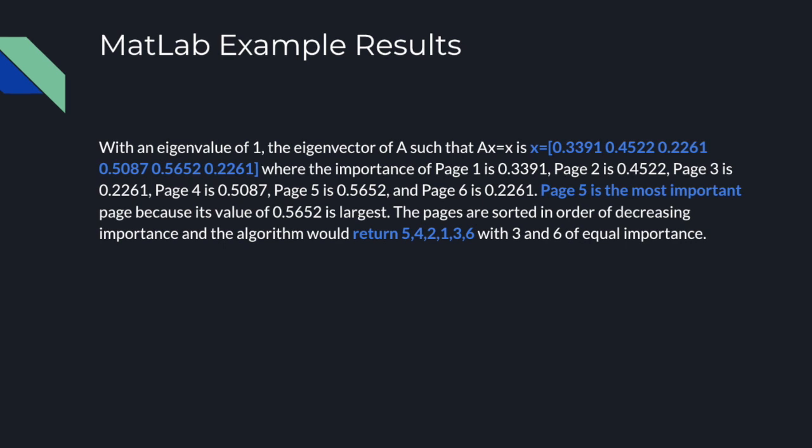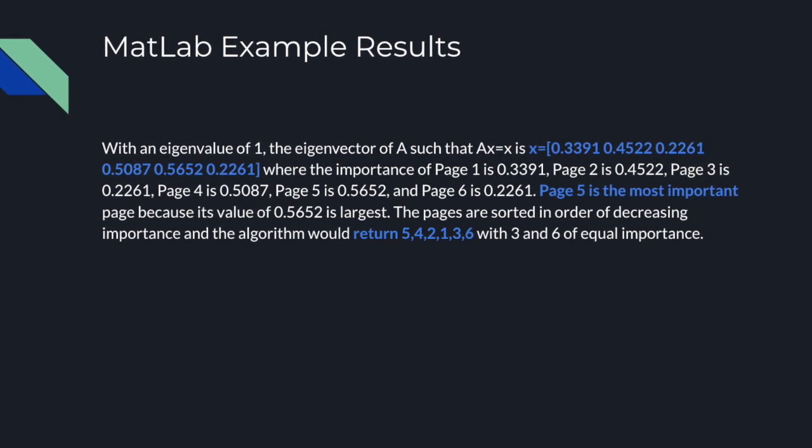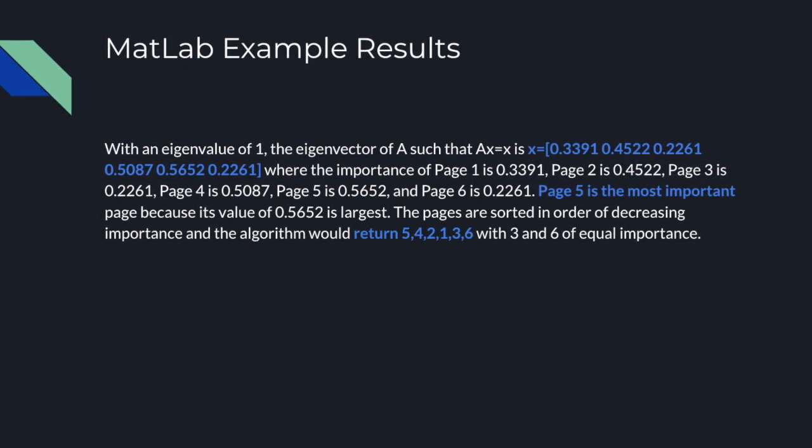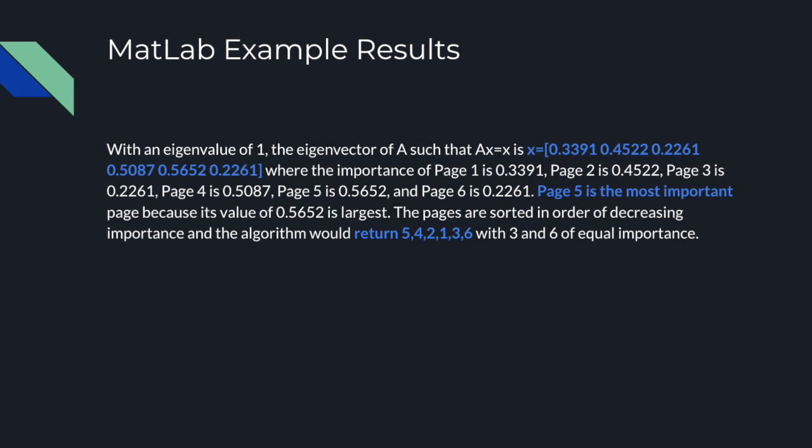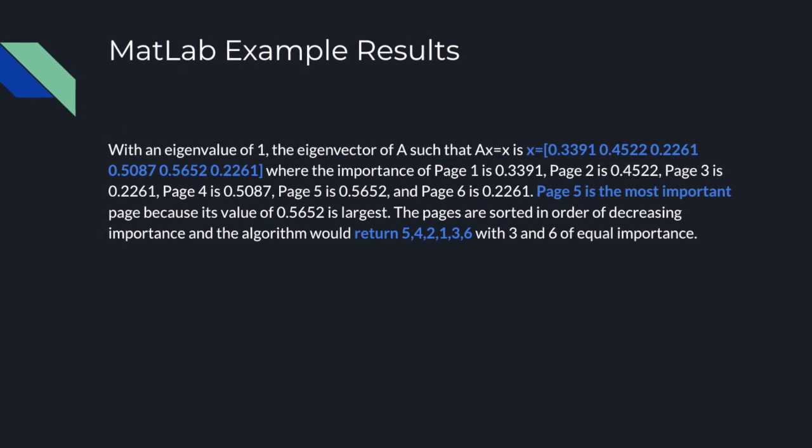The pages are sorted in order of decreasing importance, and the algorithm would return 542136 or 542163 because 3 and 6 have equal importance.